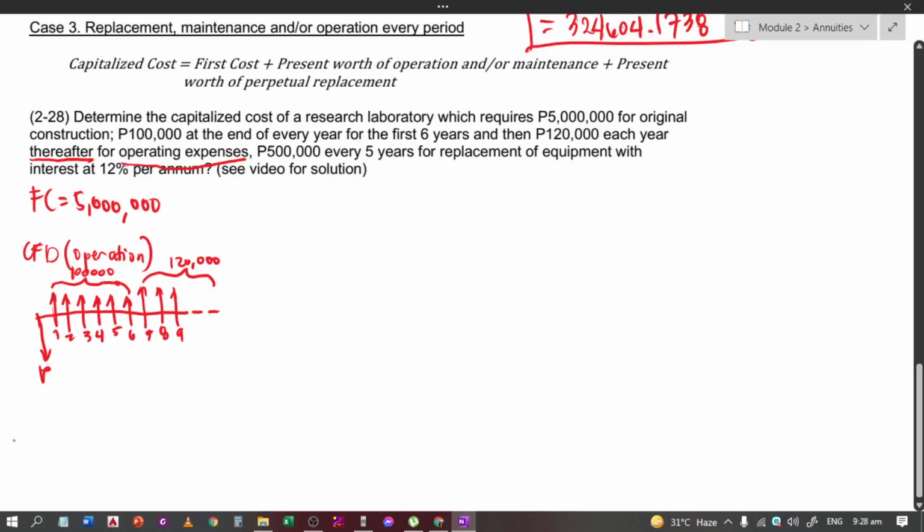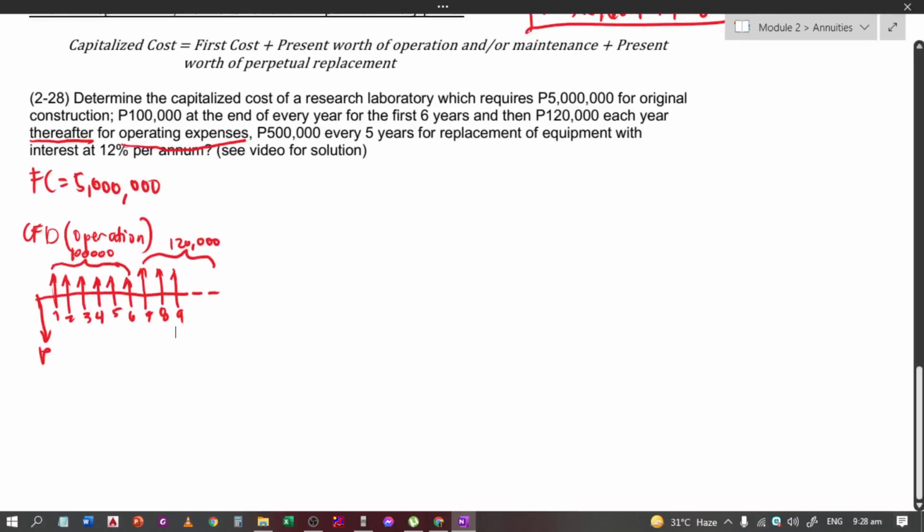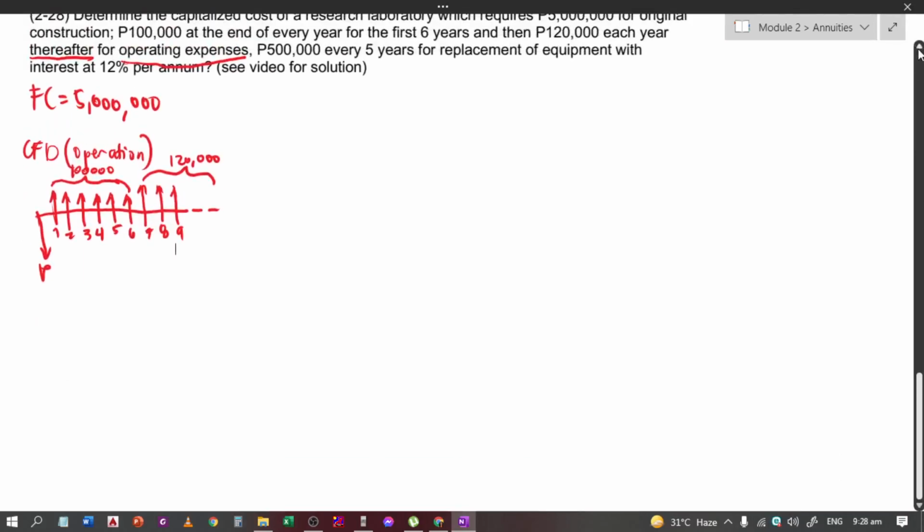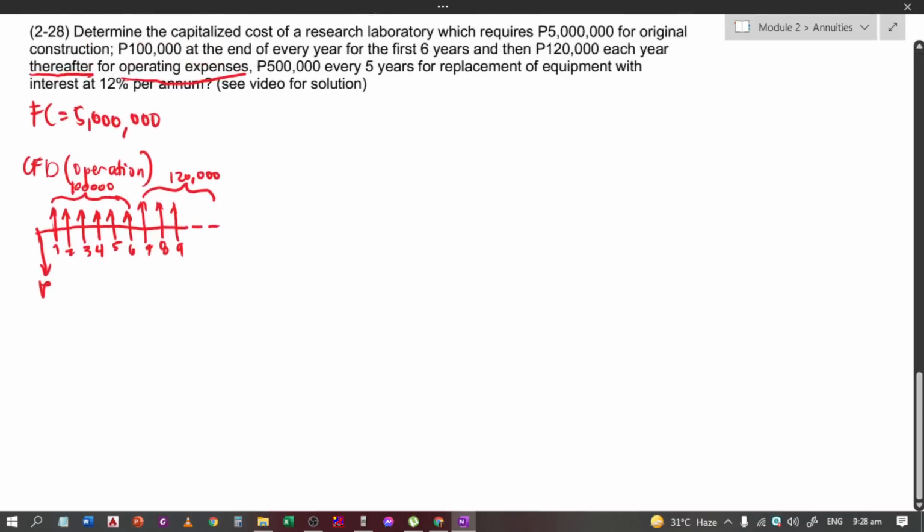So, let's draw the CFD of the replacement. So, 500,000 every 5 years. There was no salvage value mentioned for the laboratory.